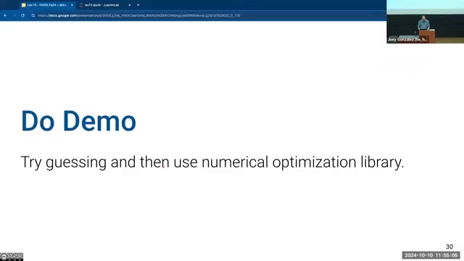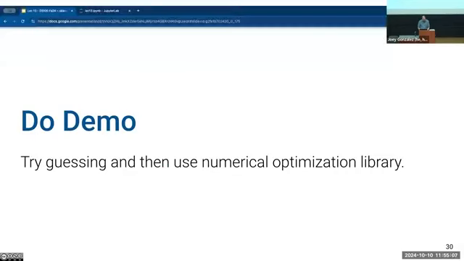I'm having so much trouble with the slide.